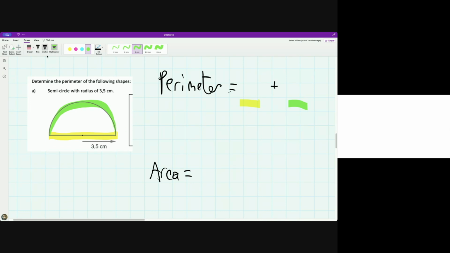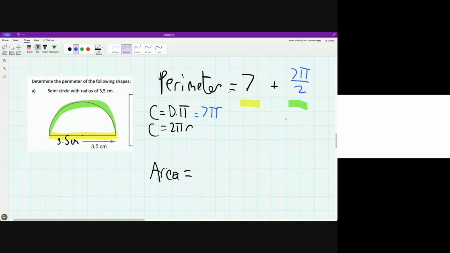So I'm pretty confident that the yellow must be 7 because it's just this and this. But now I need half of the circumference. So if we remember, the circumference is just diameter times pi, or it's 2 pi r. Both of those would work. I'm just going to use this one. So it's going to be 7 pi. So the full circumference is 7 pi, but I only want half of that. So what is 7 plus 7 pi over 2?